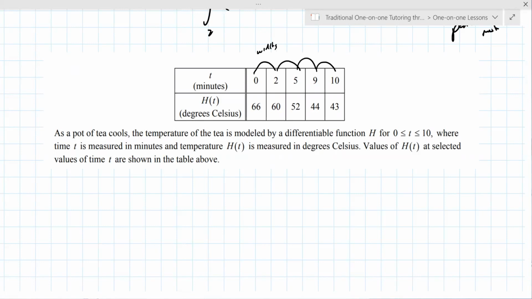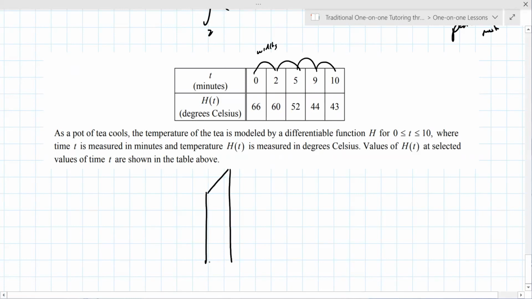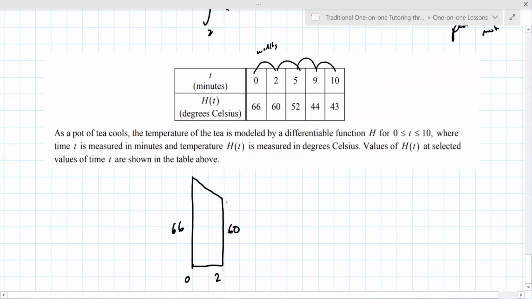Okay. So if you remember the area of a trapezoid... actually that's a really bad drawing for the first one. The first one is 66 and this is 60, and this is 0 and this is 2. And then 5 is even further down, that's 5 and that's 52. Then there's yet another one here, 9 and 44, and a last one at 10 and 43.